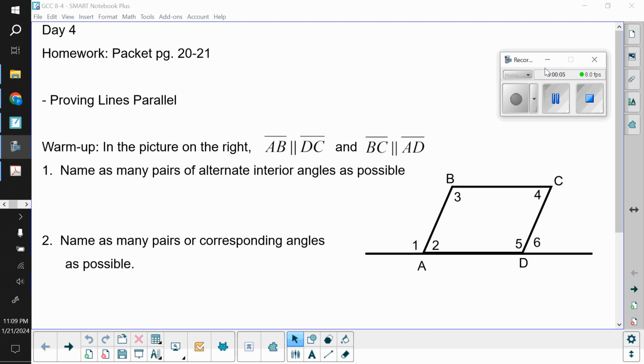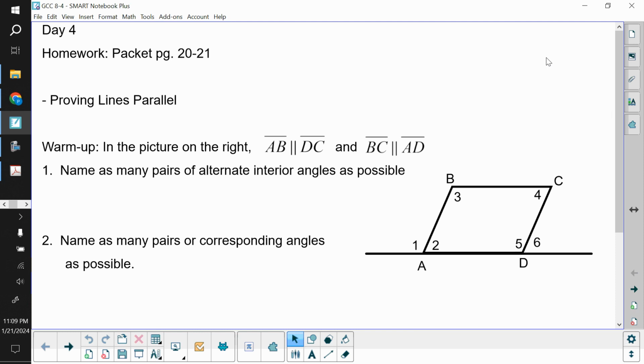Welcome to day 4. Homework for tonight is page 20 and 21. You can also be working on your problem set.